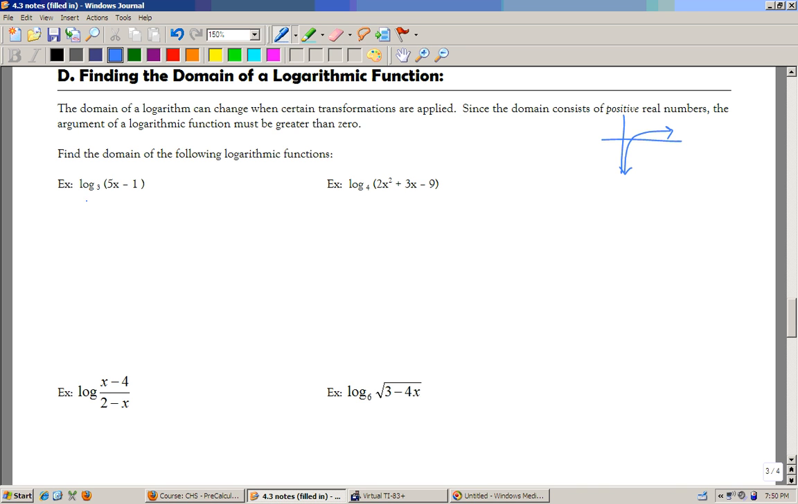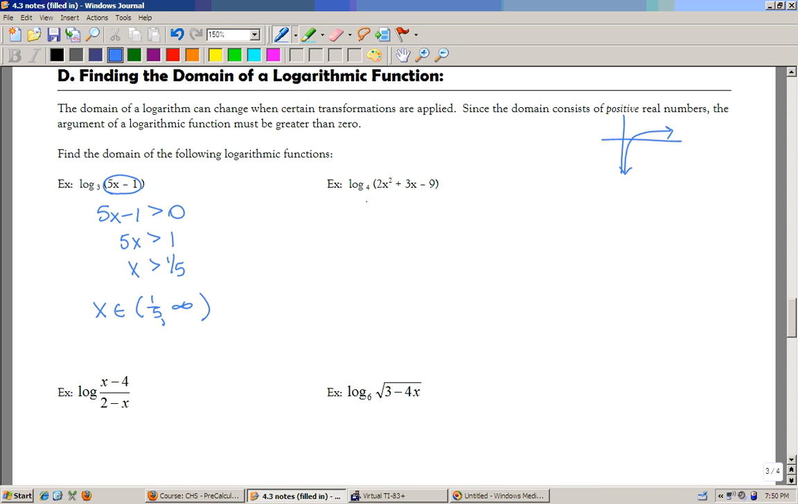So for example, on this first one, if we're looking at log base 3 of 5x minus 1, this 5x minus 1 has to be greater than 0. Otherwise, we can't evaluate the log because it's not in the domain. So 5x minus 1 has to be greater than 0. Just solve for x by adding 1 and dividing by 5. So the domain of this function is all the x's in the set from 1/5, not including 1/5, all the way to infinity.